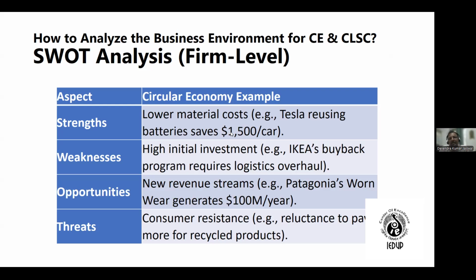For example, Tesla is reusing batteries to save something like $1,500 per car. Just because they are reusing these batteries, it is reducing their cost, and it is also saving the environment. So this becomes a strength for Tesla, that they have this ability of reusing the batteries.